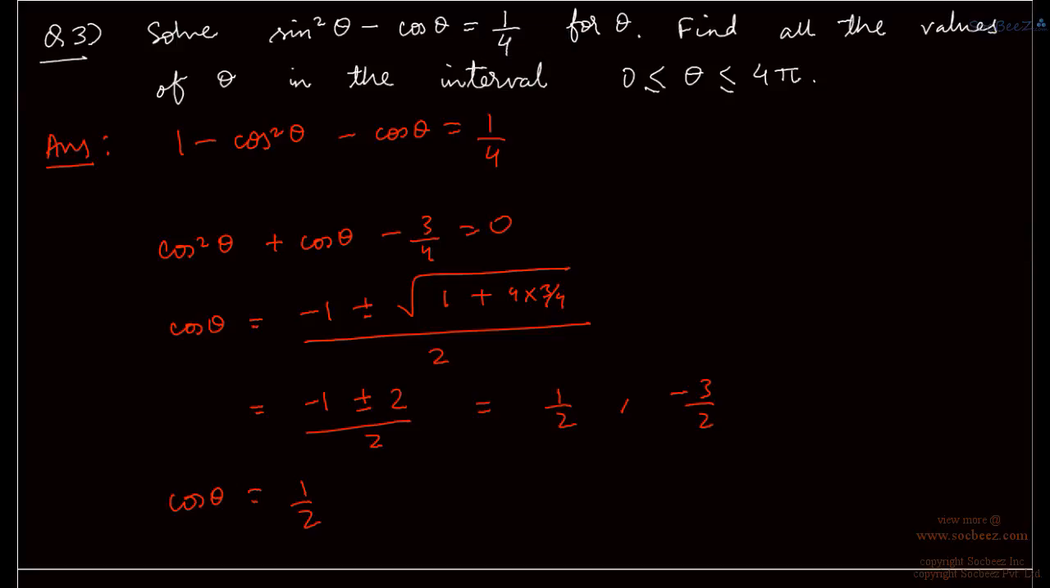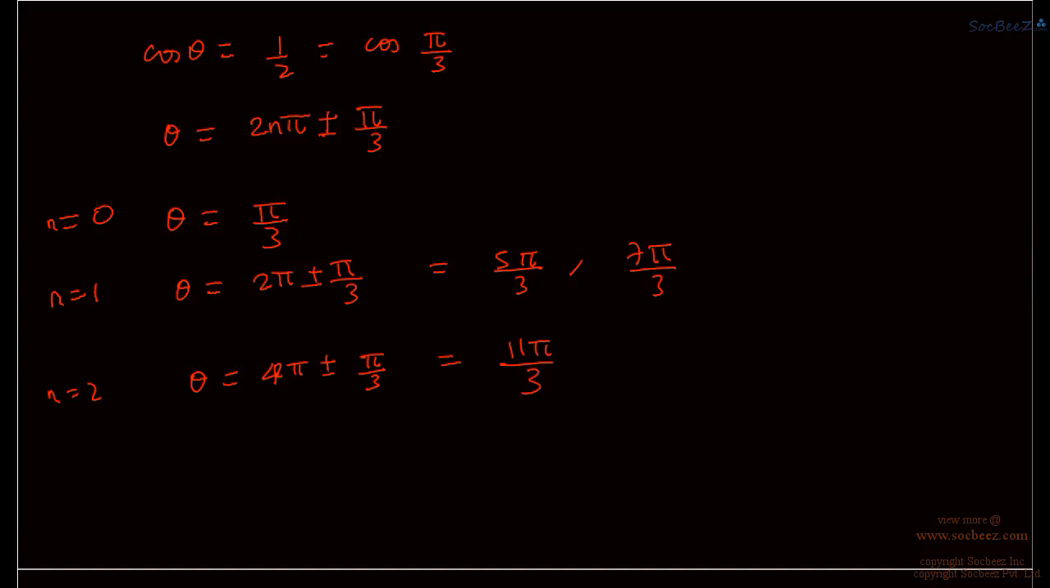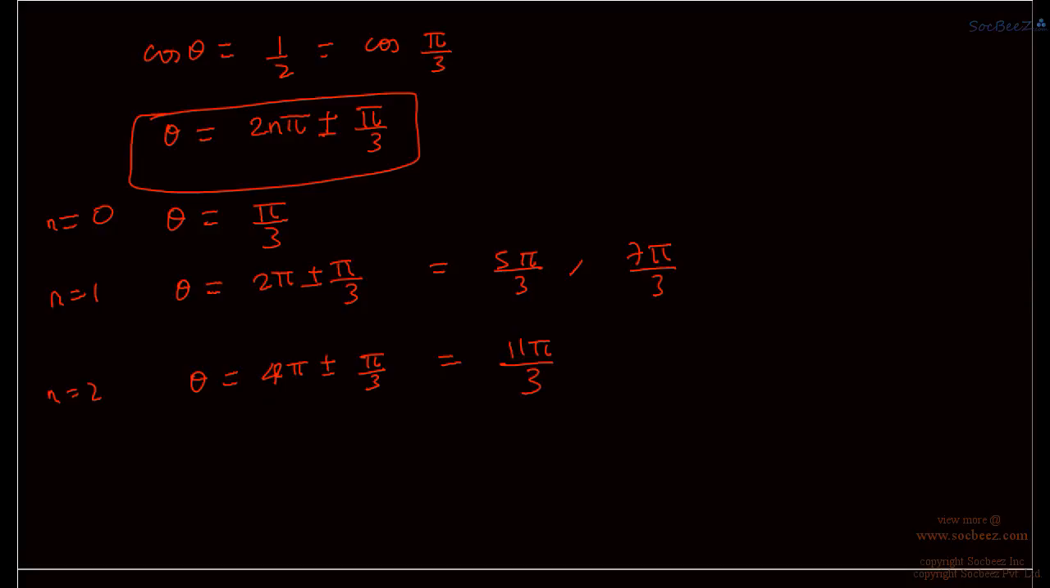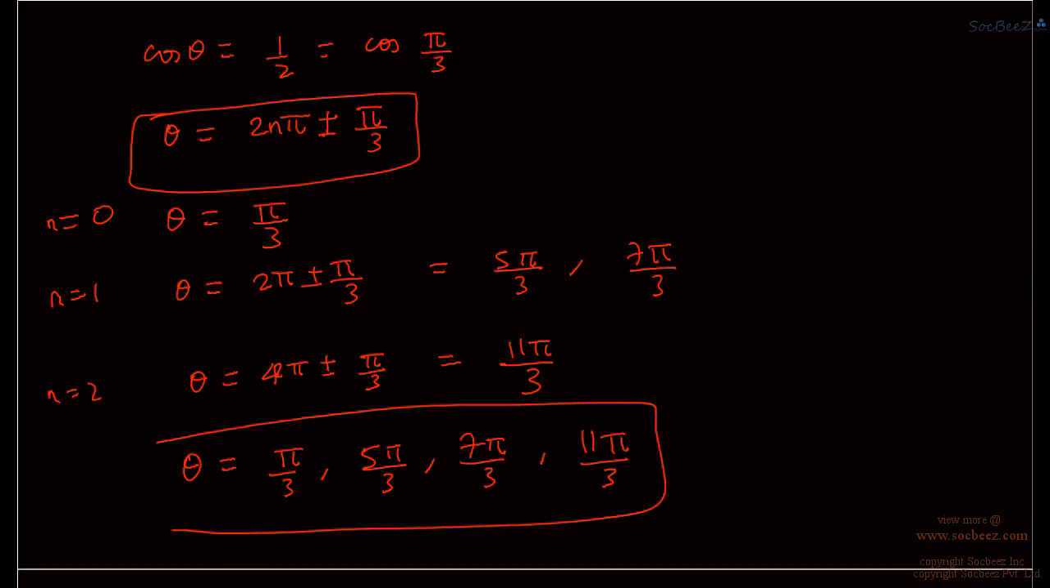So the question said solve this. So we have theta equal to this, and all the angles in the interval 0 to 4 pi are pi by 3, 5 pi by 3, 7 pi by 3, 11 pi by 3, right? In the interval 0 less than or equal to theta.